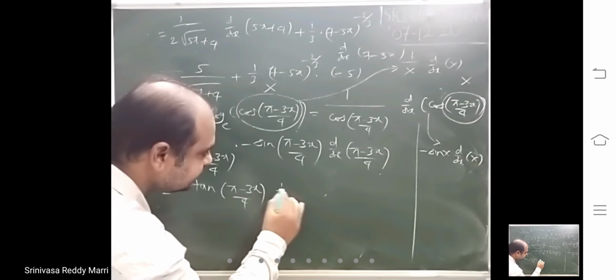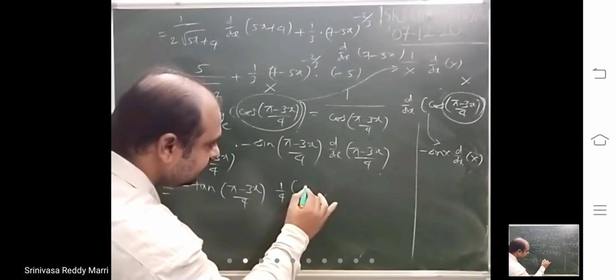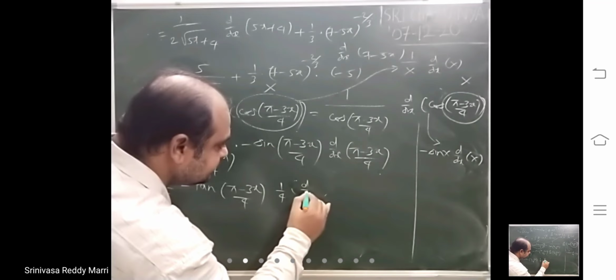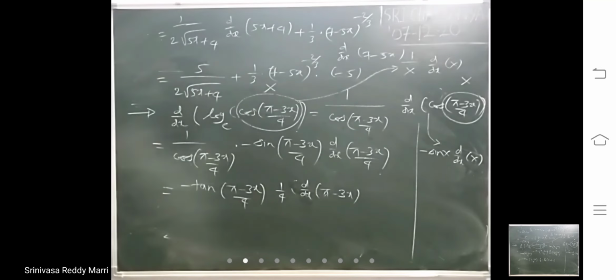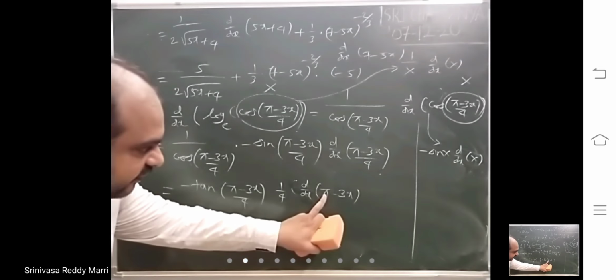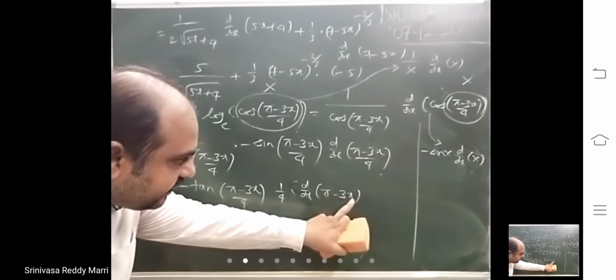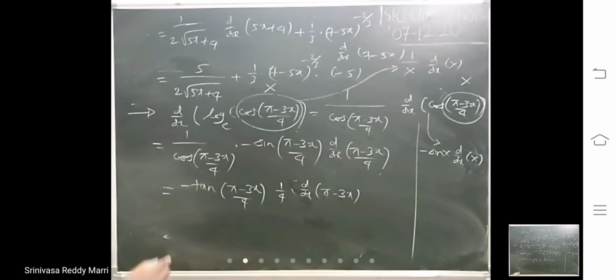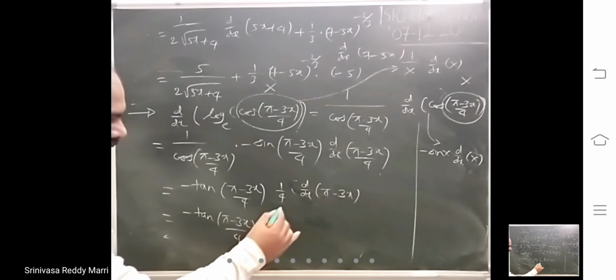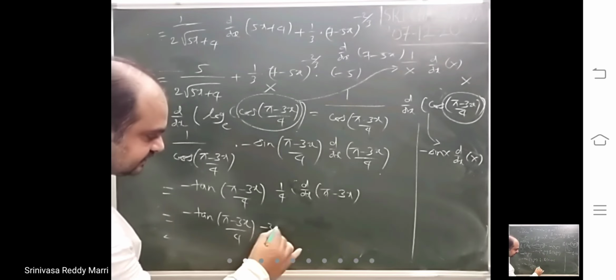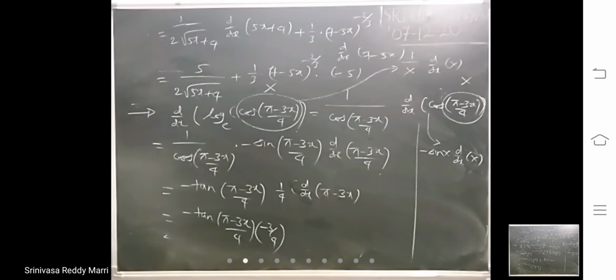1 by 4 is constant. D by dx of pi minus 3x. Derivative of pi is 0 and derivative of minus 3x is minus 3. Therefore, your answer is minus 3 by 4 into 2. This is the answer.